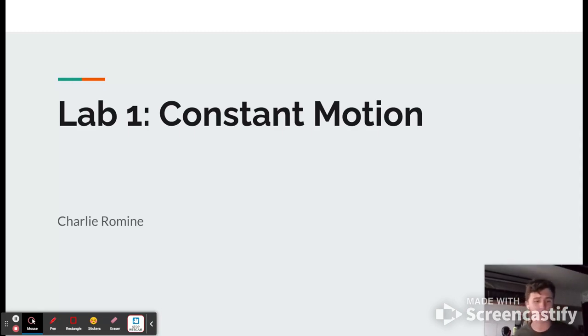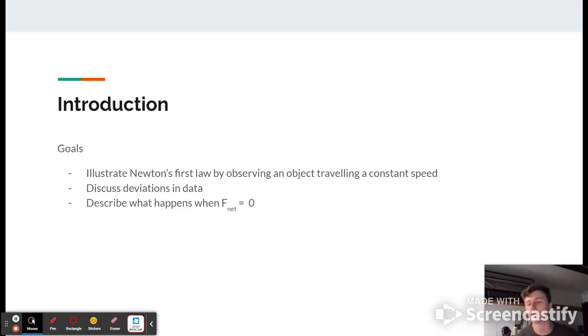My name is Charlie Romine, and this is my lab on constant motion, or consistent motion. Sort of an introduction. The goal of this lab is to illustrate Newton's first law by observing an object traveling at a constant speed, with no outside forces, because Newton's first law states that an object in motion will stay in motion, and an object at rest will stay at rest unless acted upon by an outside force.